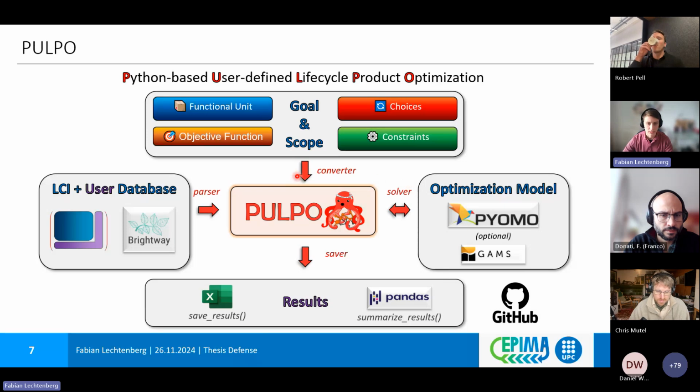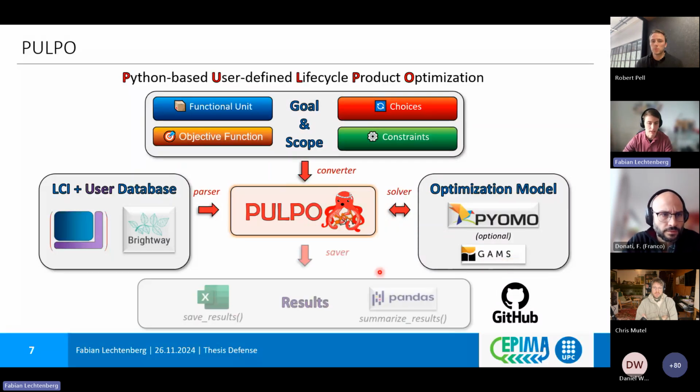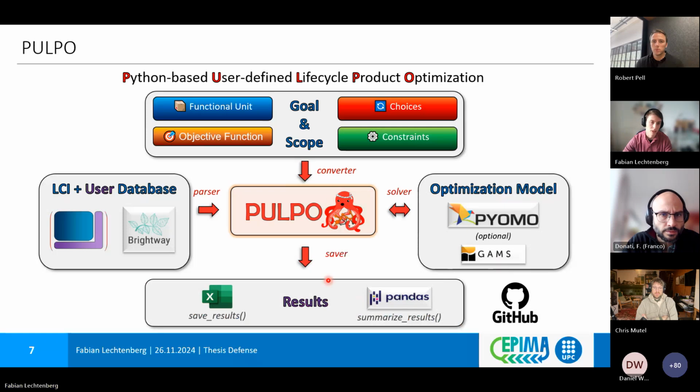Now, PULPO retrieves the necessary data from the user's projects that are stored in Brightway. With this LCA data and the user inputs, the optimization problem is created and solved in Pyomo, which is another open source modeling and optimization package with a huge momentum in the systems engineering community. And finally, the results are either saved in full detail or conveniently summarized in the Python console.